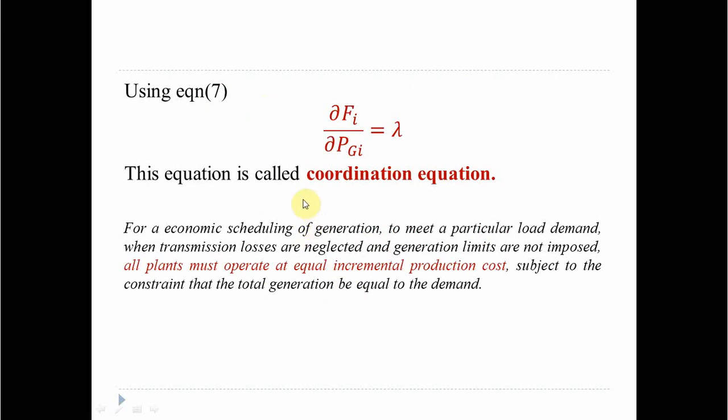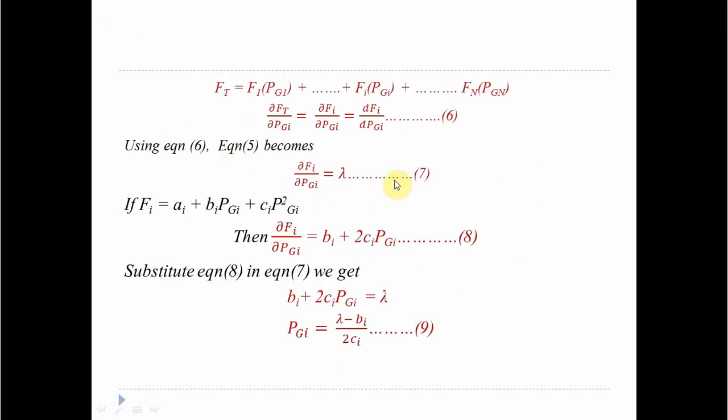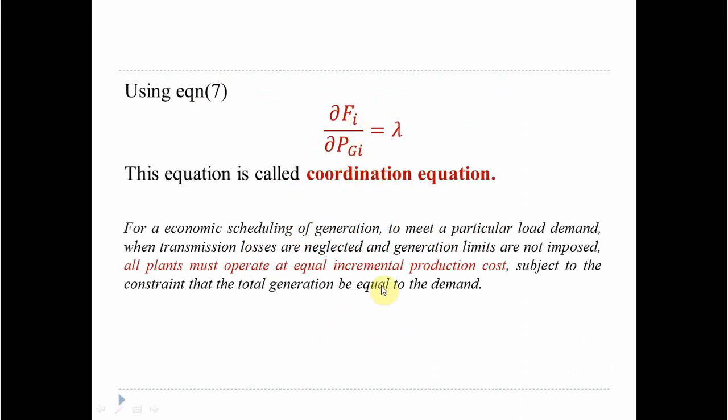Now before going to the next slide, here you can see equation 7, that is this equation, ∂Fi/∂PGi is equal to lambda. So you can see that for each unit, the incremental production cost, that is when you differentiate it with respect to PGi, you get the incremental production cost. Now this is the operating cost rate. When you differentiate it with respect to output, you get the incremental fuel cost or incremental production cost.